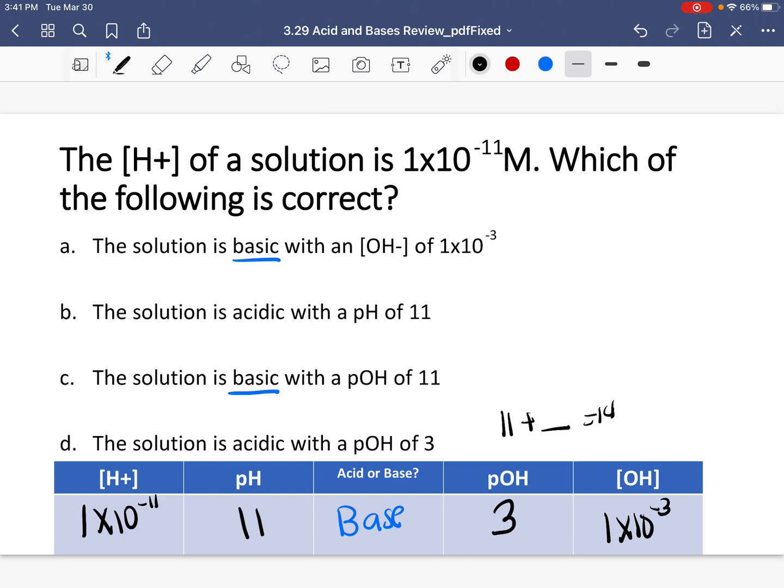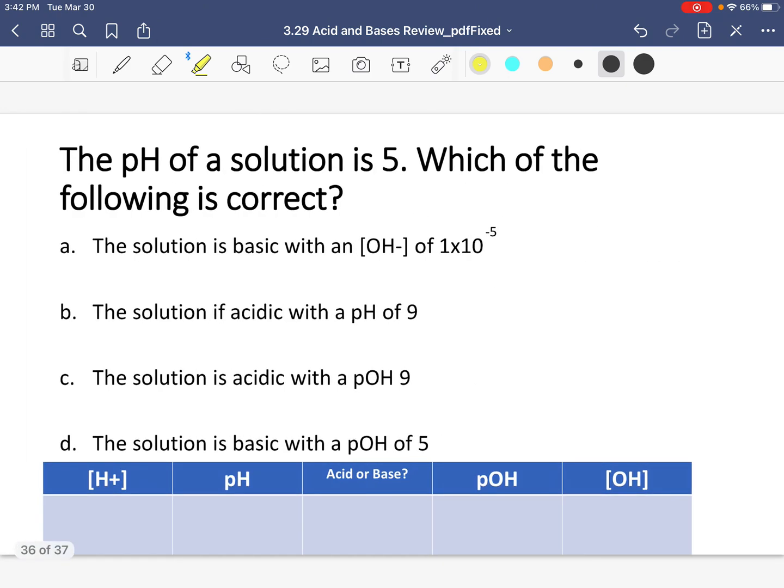So all I have to do is cross out the ones that do not matter. My solution is basic. My concentration of hydroxide is 10 to the negative 3. The pOH is not 11. My pOH is actually 3. So that's why C cannot be my answer. Again, use that little chart. Just find out everything. It'll make answering the questions easier.